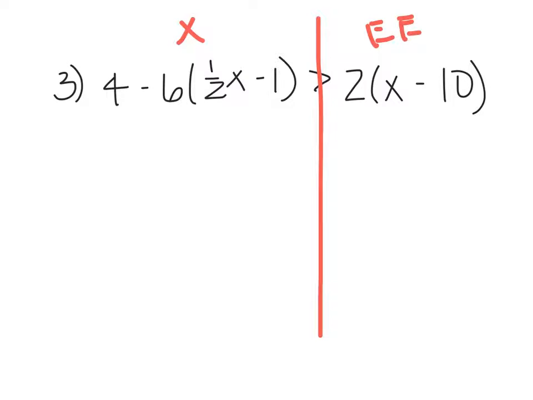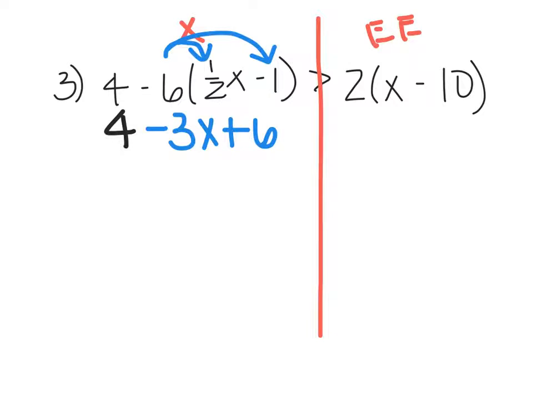So when I do that, I'm taking what's outside the parentheses. So on the left side, that's negative 6 times 1 half, which would be negative 3x. A negative times a positive is a negative. And then negative 6 times negative 1 would be a positive 6, because a negative times a negative is a positive. And I'm just going to bring down that 4 that was already there. Then on the right side, I have 2 times x, which is 2x, and 2 times negative 10 would be negative 20. My sign in the middle is still a greater than, so I'm going to leave that alone.